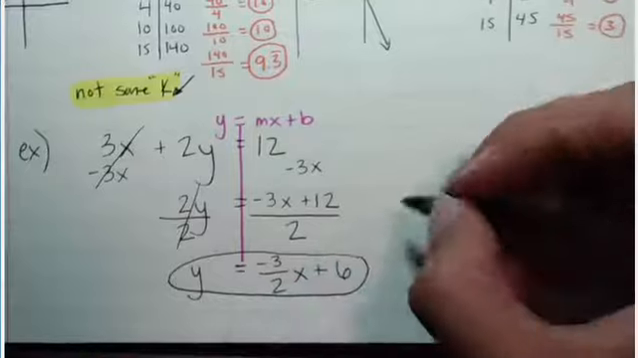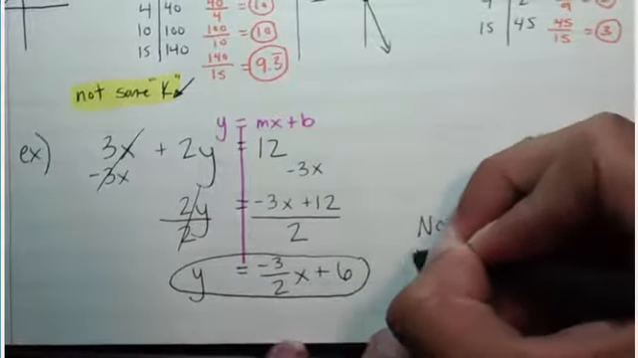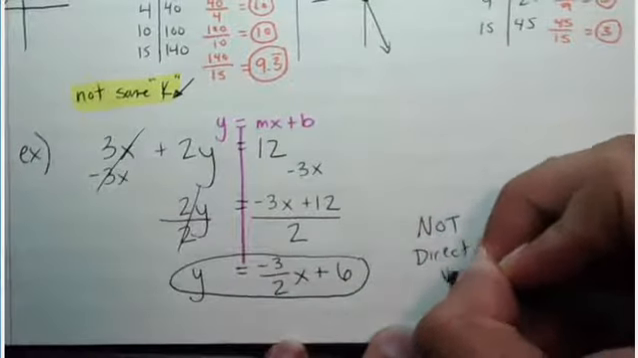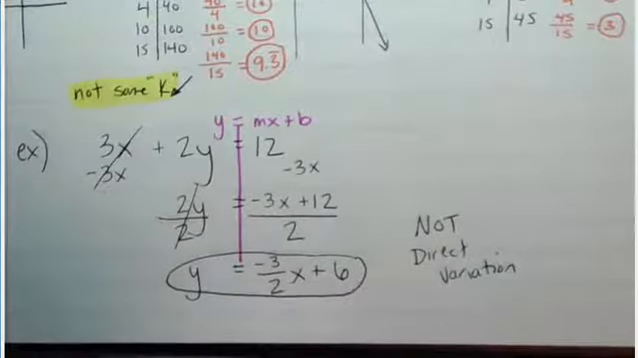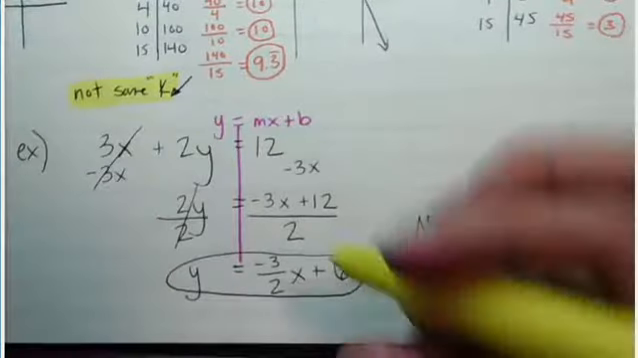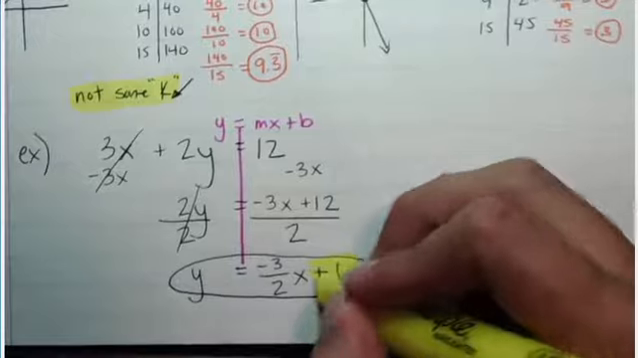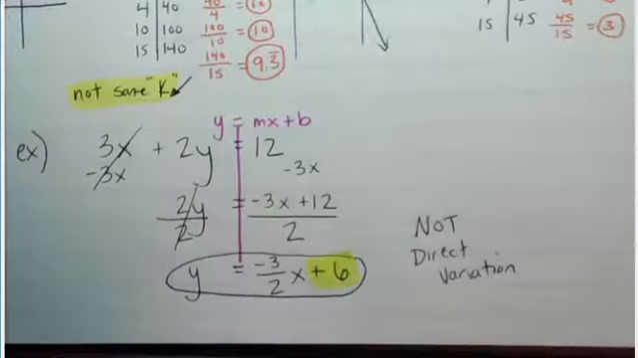Okay, you should have said not a direct variation. Why is this not a direct variation? What makes this not a direct variation? Okay, this 6 represents where it crosses over the y-axis.